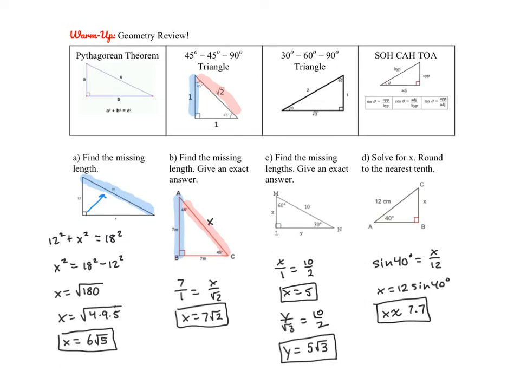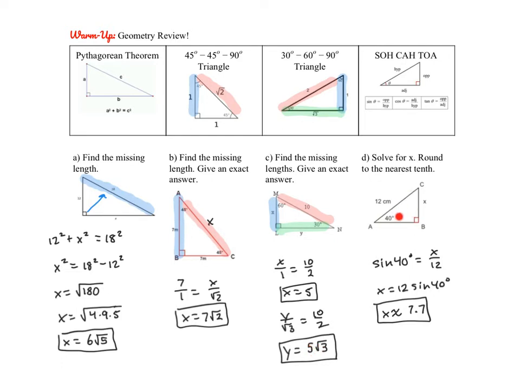For part C, I can see that x corresponds with this side length of 1 because it's opposite 30, so be careful. And then I see that 10 corresponds with 2, so we can say x over 1 equals 10 over 2. And then I see that our y value at the bottom corresponds with the length root 3 because it's opposite of 60. So y over root 3 equals 10 over 2. So we get 5 root 3.